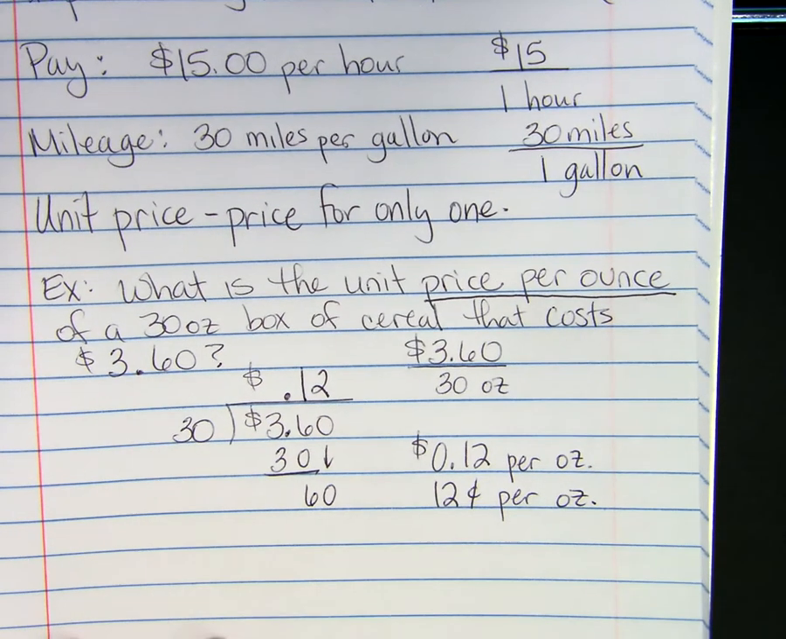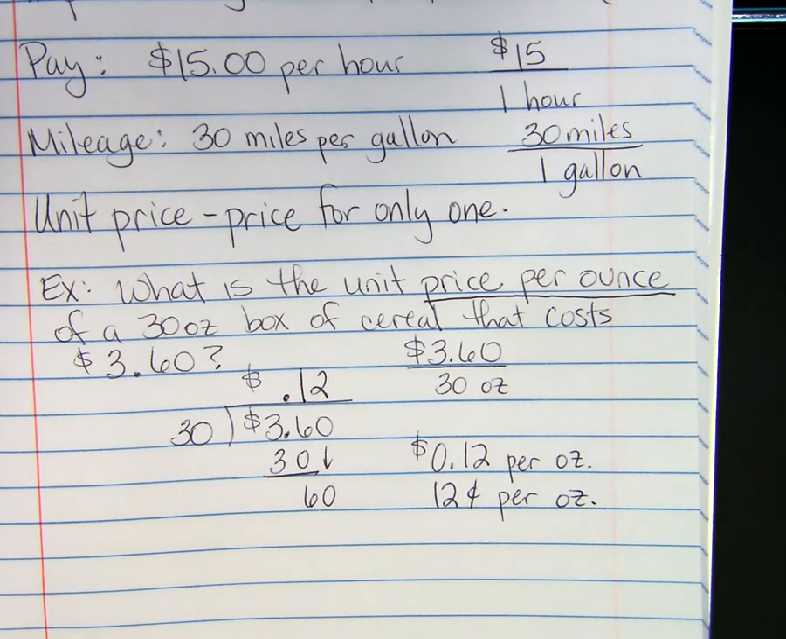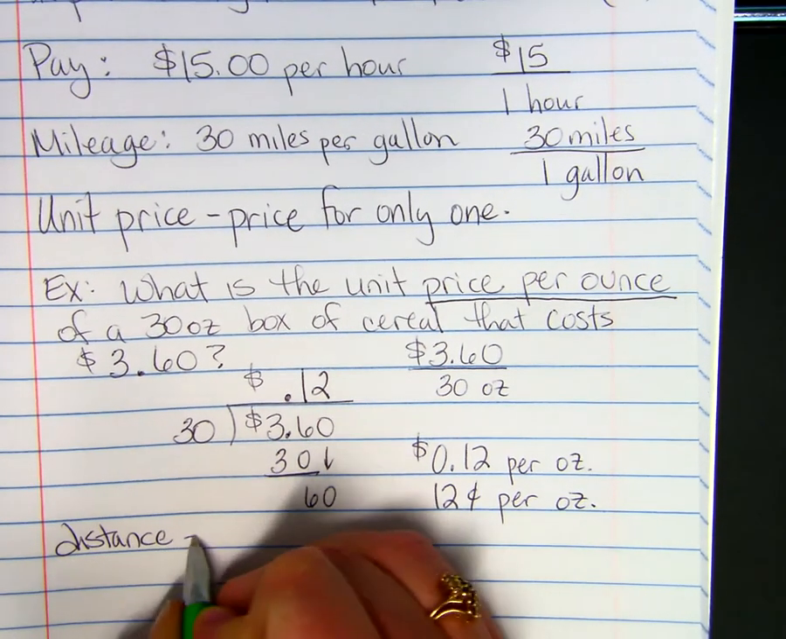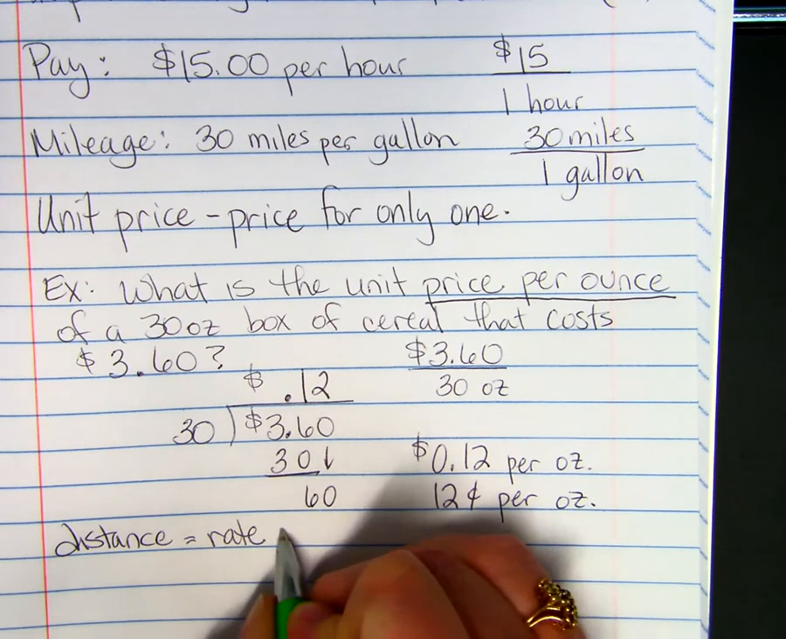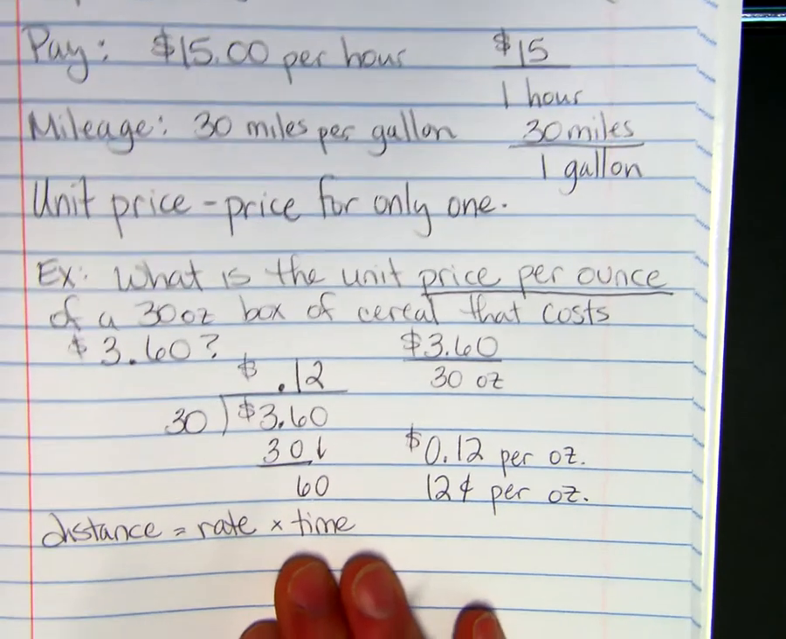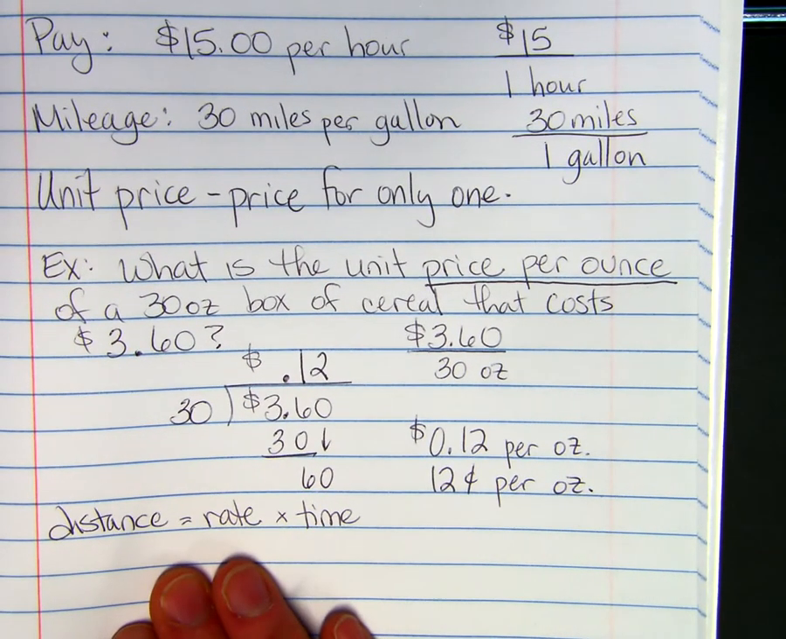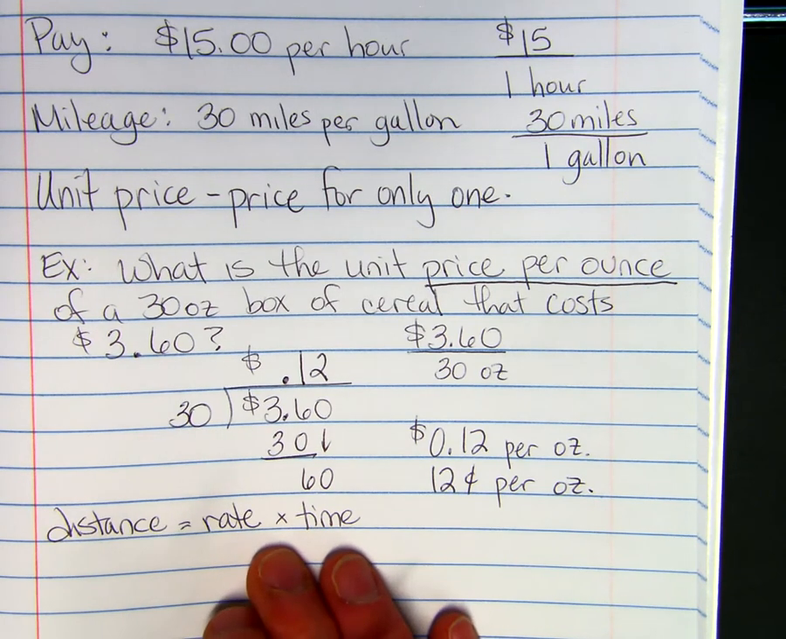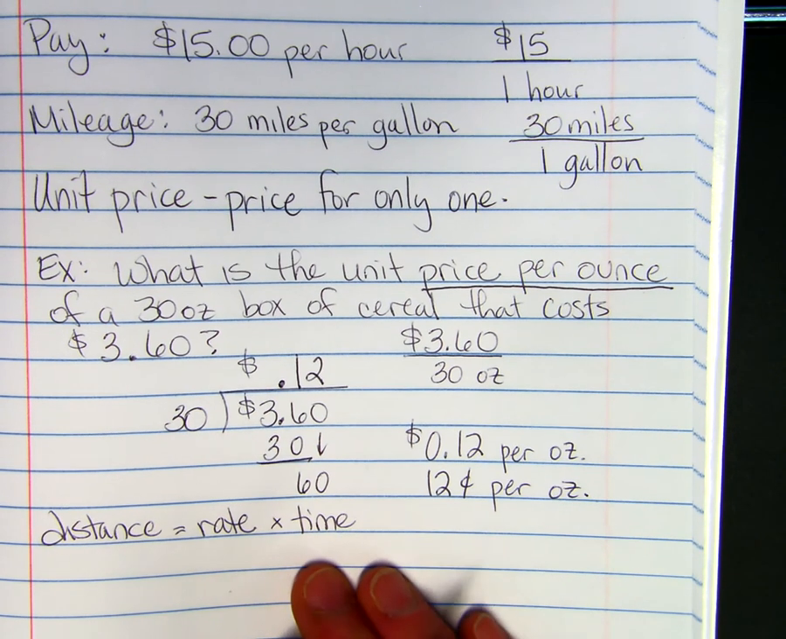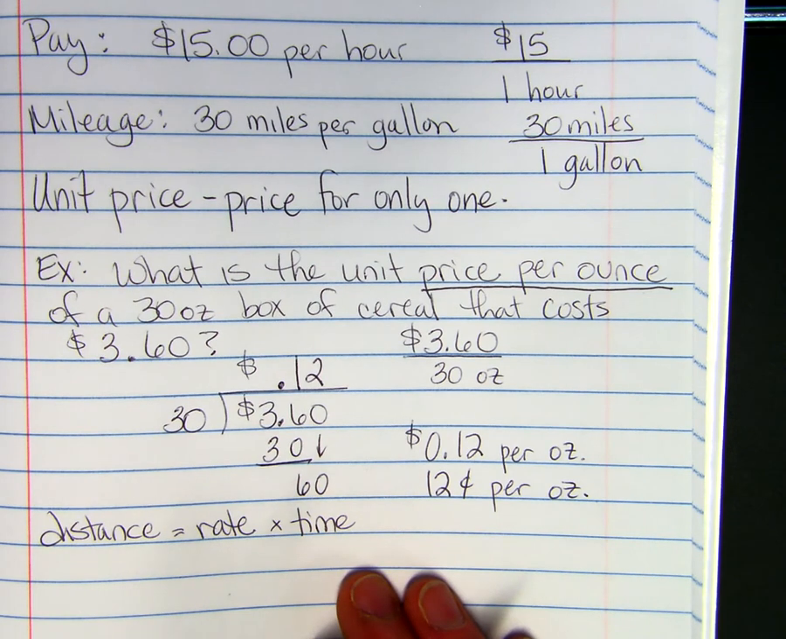There is a very common formula used in math and science and physics, and that is distance equals rate times time. So if you know how fast you're going and how much time it takes, you'll be able to tell how far you went. So for example, let's say for Thanksgiving you were going to travel to Salt Lake, and you went 60 miles per hour, and it took you 2 hours to get there.